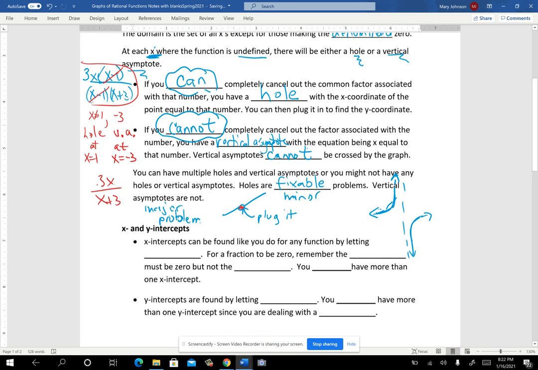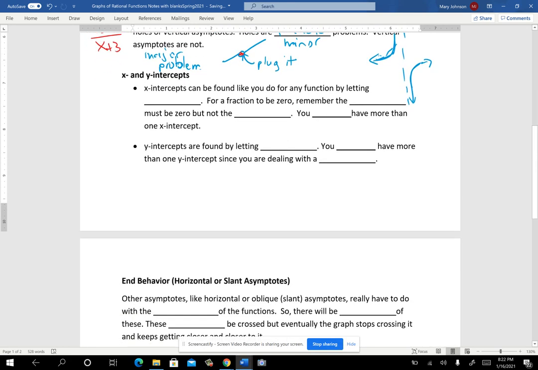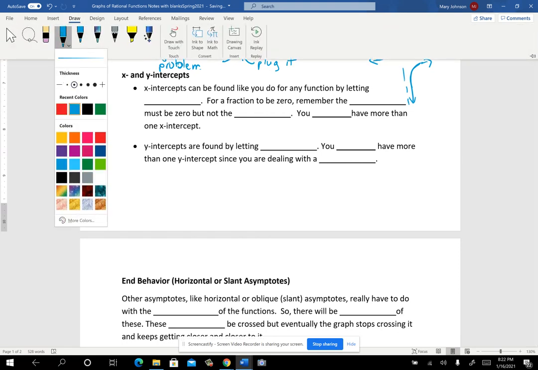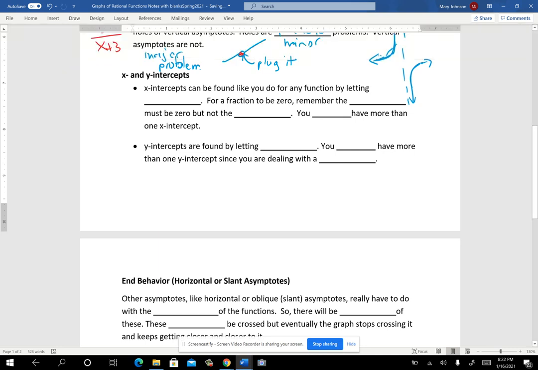All right, now let me move on. Let's talk about x and y-intercepts. With x and y-intercepts, this is just like with any function. To find an x-intercept, you let y equal 0. And for a fraction to be 0, remember that the numerator must be 0, but not the denominator. So you have to watch out for that.